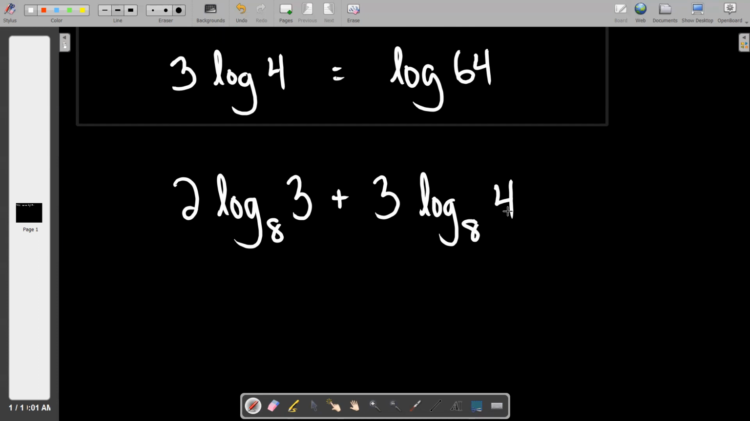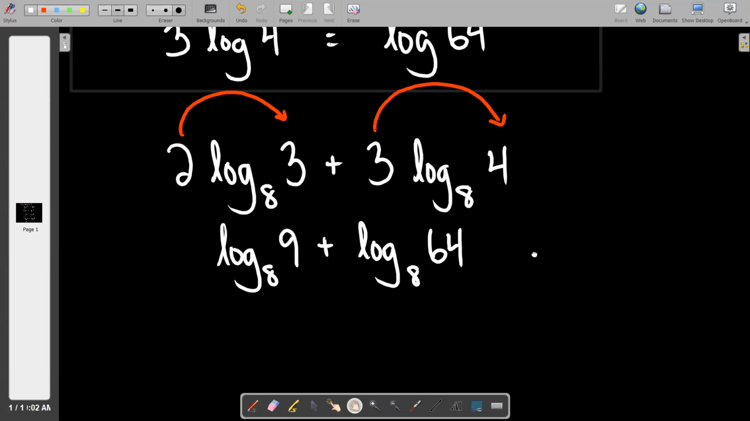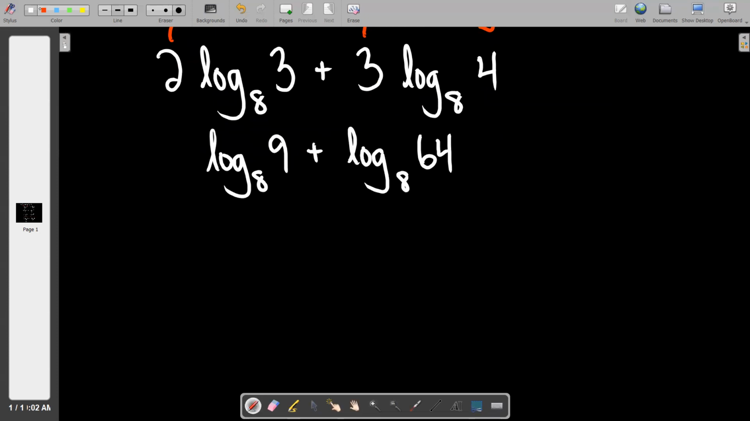So we're going to utilize that new power property of logs, and take the 2 and shift him up here into his new role, and take the 3 and shift him up here into his new role. On this one we get log base 8 of what? 9. And on this one, we get log base 8 of what? Very good. Now you can use your condensing property because the logs no longer have multipliers in front of them. So at this point, you could condense into log base 8 of 576. Got it?